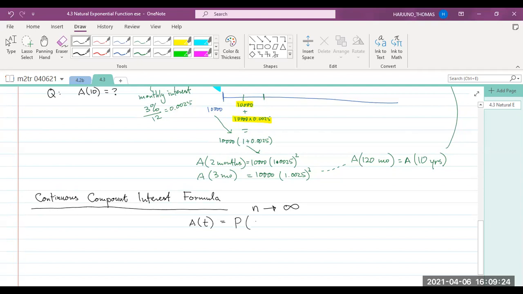Okay, P times 1 plus r over n to the power of nt. What will happen if the n goes to infinity? When n goes to infinity, then the formula becomes P times e to the rt.